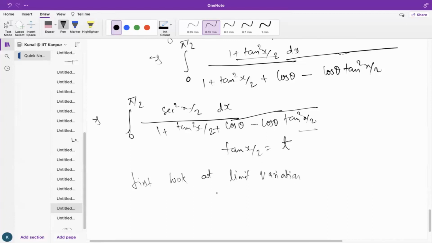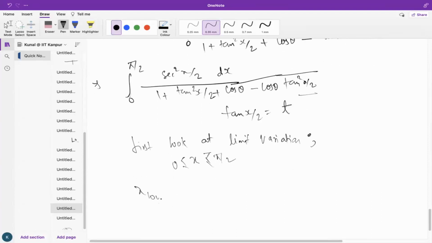How does our limit vary? This is actually important, because limit variation is the thing that you have to notice in a very careful manner. Otherwise, you miss the concept as well and you don't reach the answer. The limit variation is like our x varies from 0 to pi by 2. That means our x lower limit is 0 and x upper limit is pi by 2.